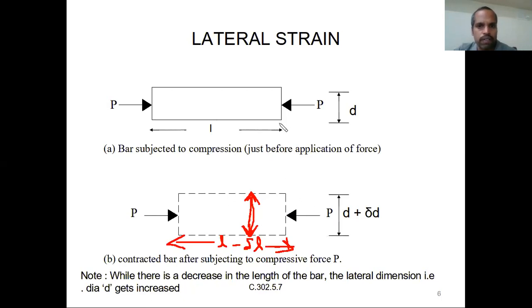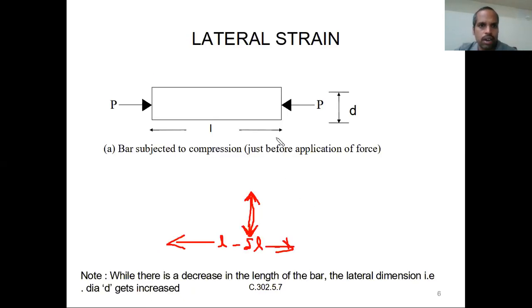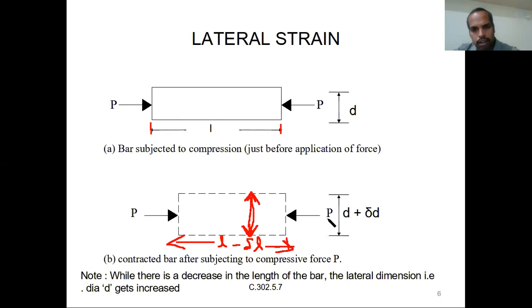Okay, so we observe this in many places. So that's what this dimension diagram shows. That's why it is D plus delta D. This P is related to the length only. D is separate here, and this dimension is nothing but D plus delta D. It is increased.